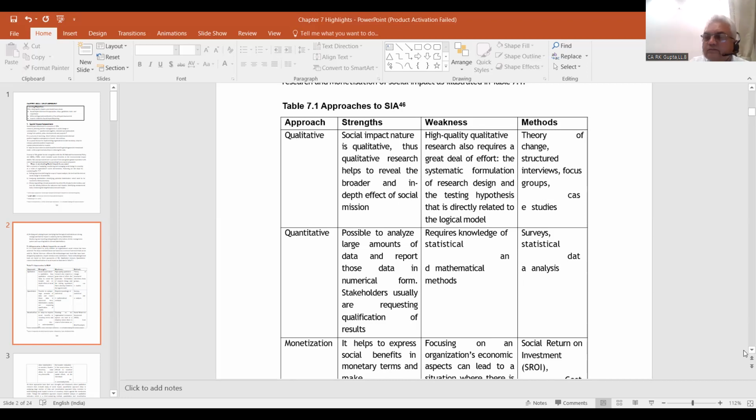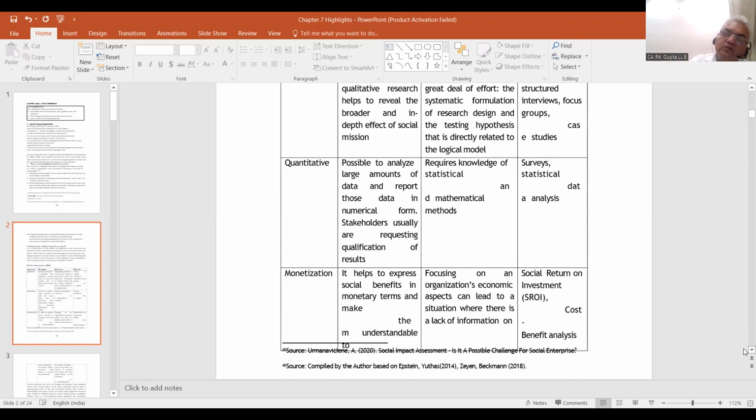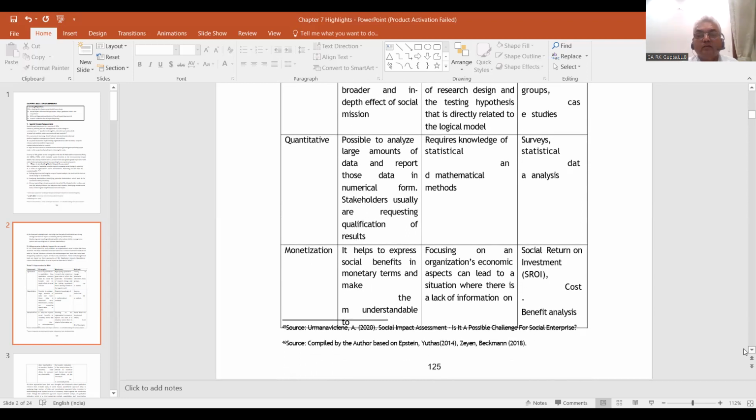Anyway, monetization. Third is the monetization approach. So what is this? In this, you try to monetize. You see the social return on investment, as in the case of business, where we see the return on investment in cost-benefit analysis. So this monetization approach helps to express social benefits in monetary terms and make them understandable to other stakeholders.